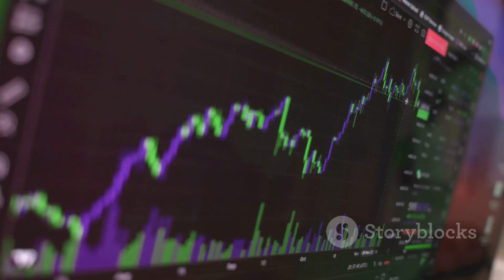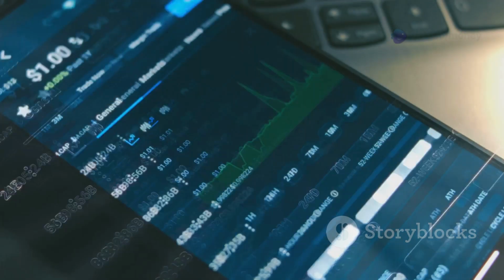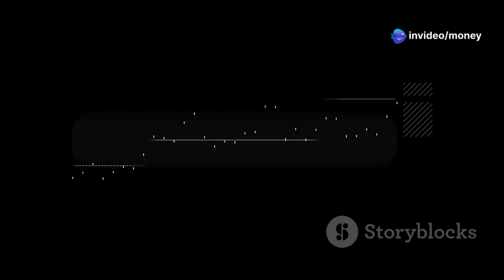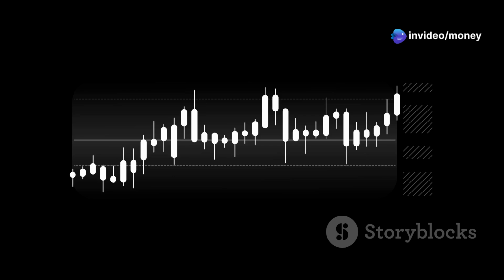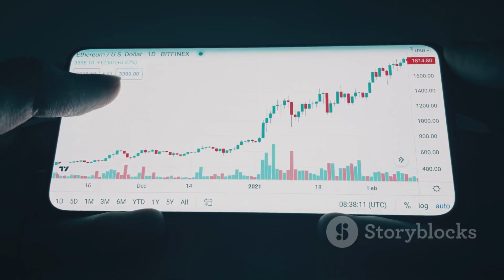Another important single candle bullish pattern is the inverted hammer. As its name suggests, it looks like an upside-down version of the hammer. It appears during a downtrend and features a small real body at the lower end of the trading range with a long upper shadow and a very small or non-existent lower shadow.